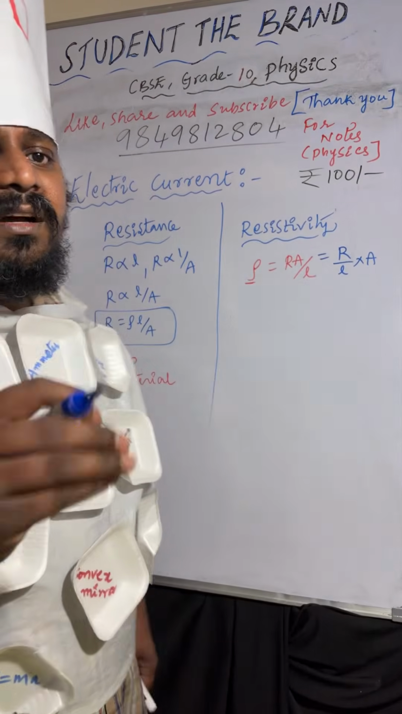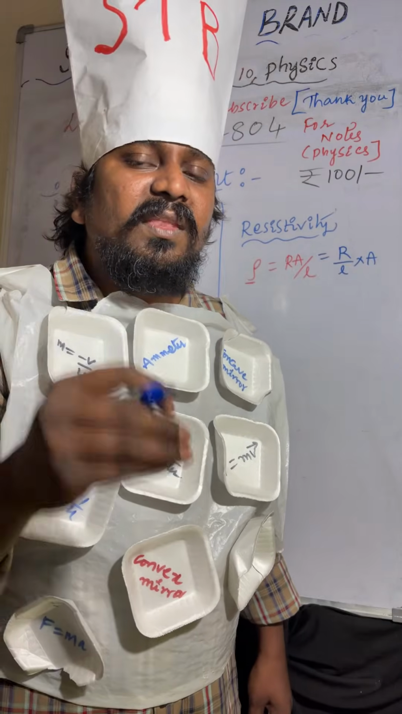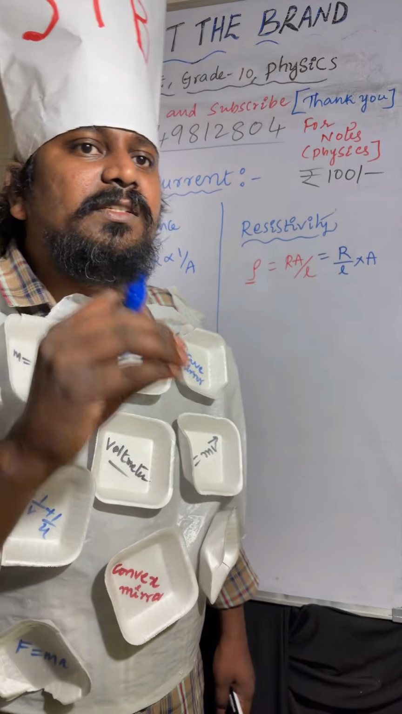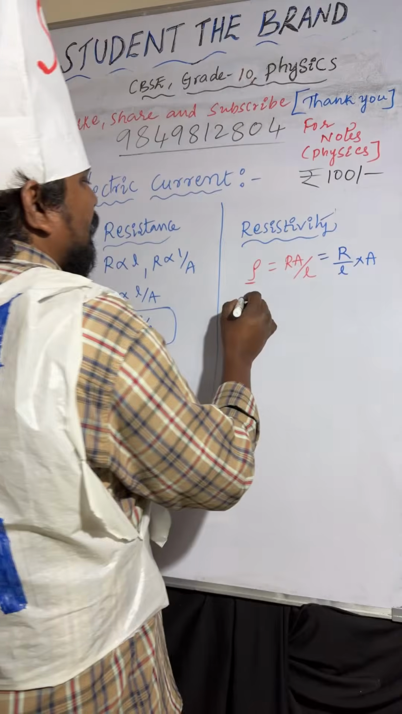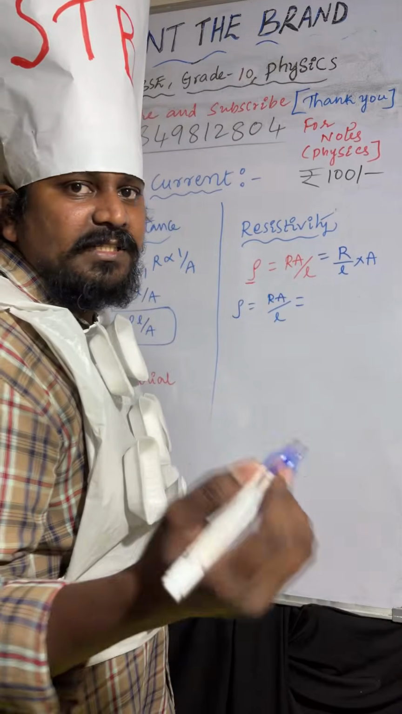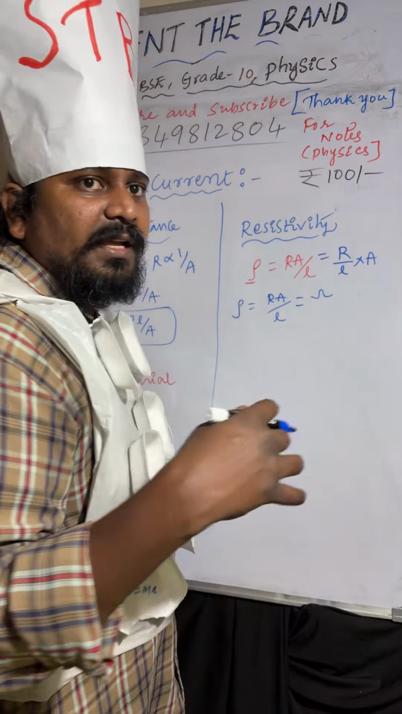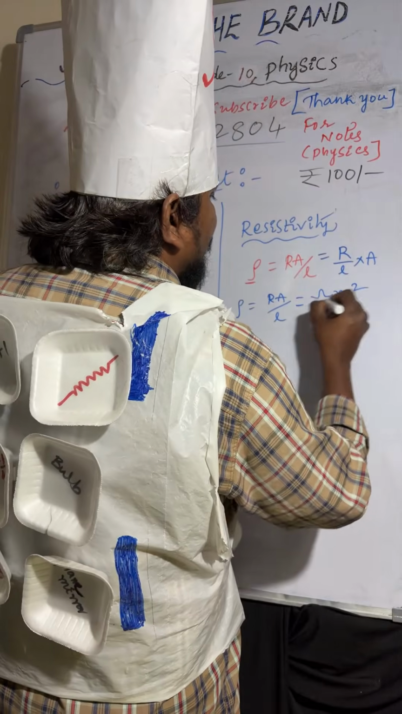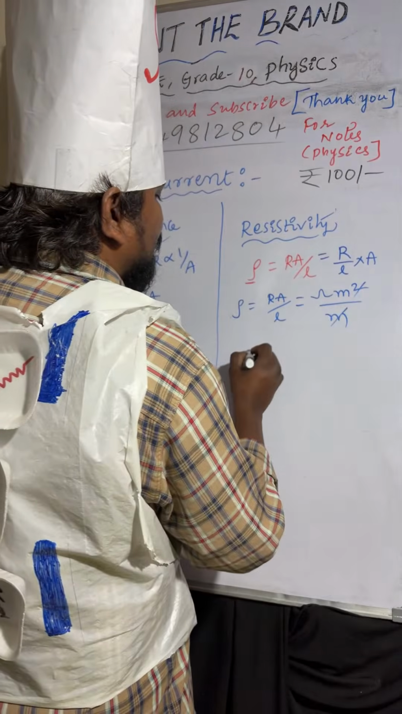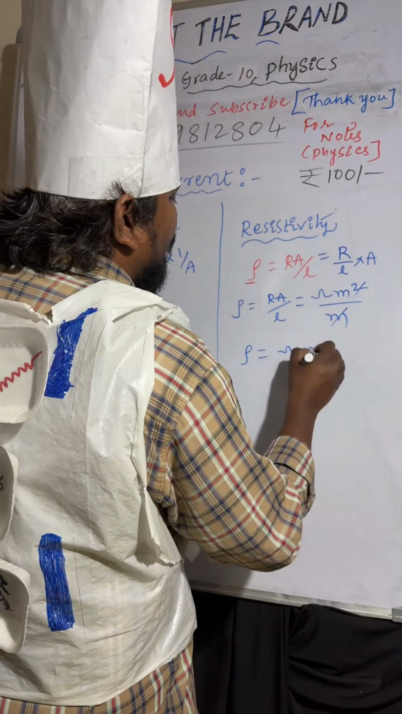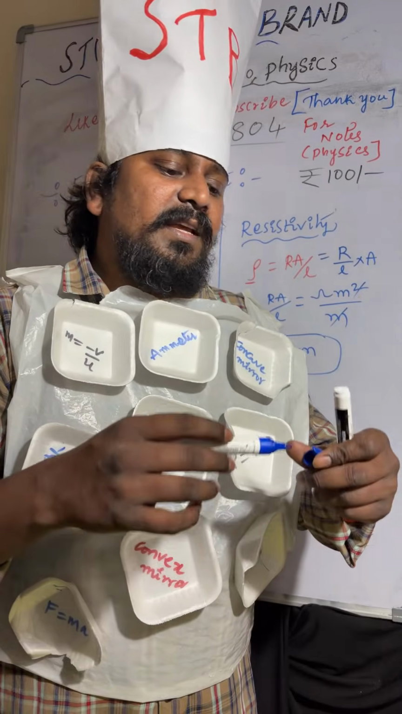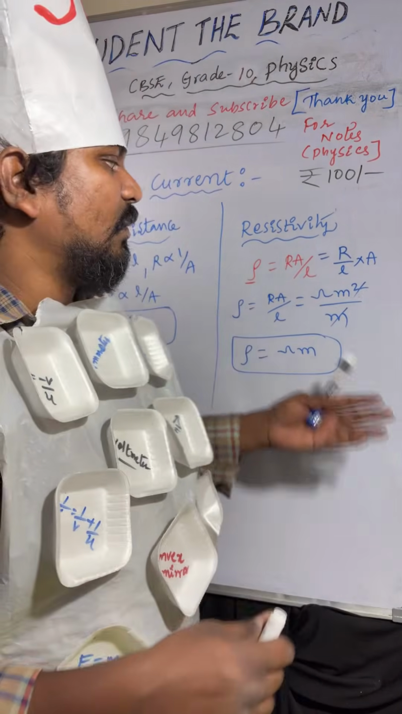The SI unit of resistivity is very, very important. Definitely a 2 marks question. Just check once: rho equal to RA by L. The SI unit of resistance is ohm. The SI unit of area is meter square. The SI unit of length is meter. So can we cancel it? One meter gets cancelled. Rho equal to ohm meter. The SI unit of resistivity is ohm meter. I hope it is very clear.